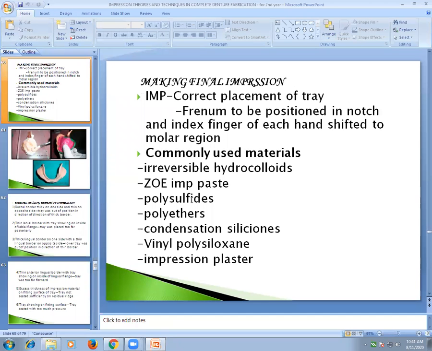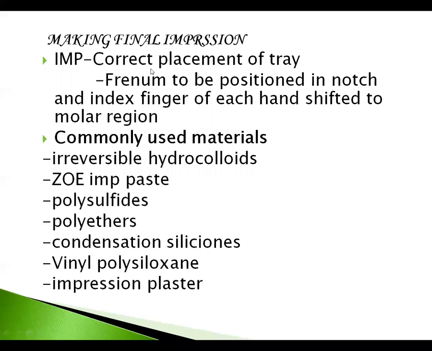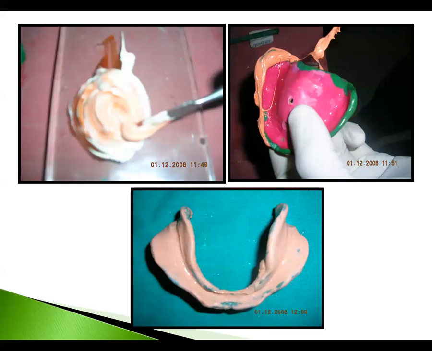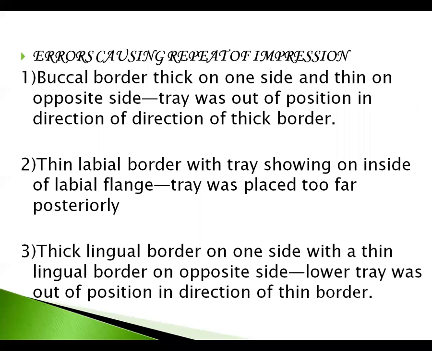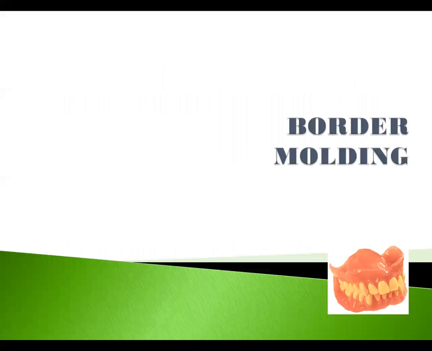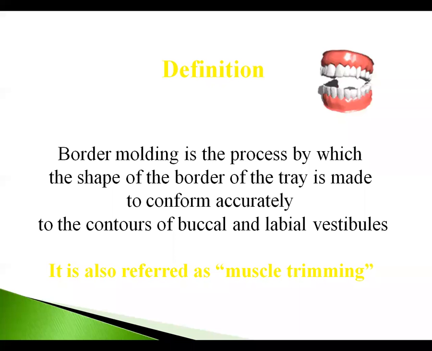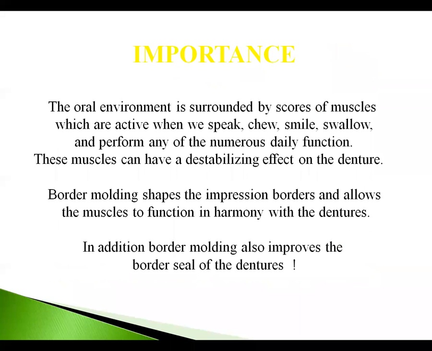Making the final impression: correct placement of the tray, the frenum to be positioned in the notch, and the index finger of each hand shifted to the molar region. This is the part mainly which will be covered in the border molding area and impression making area. We have covered today the impression techniques. This part will be covered in detail in the next lectures.